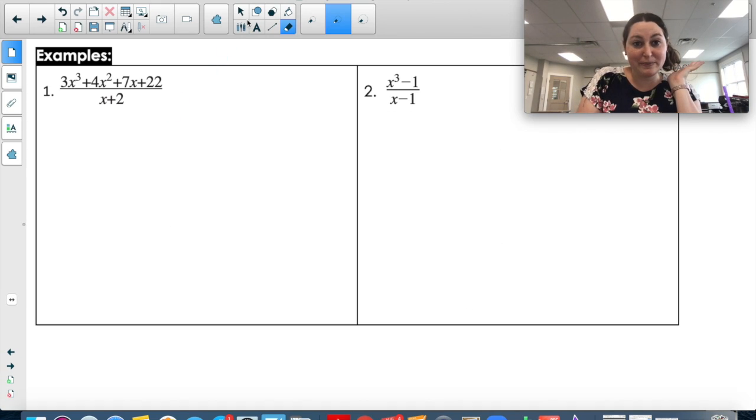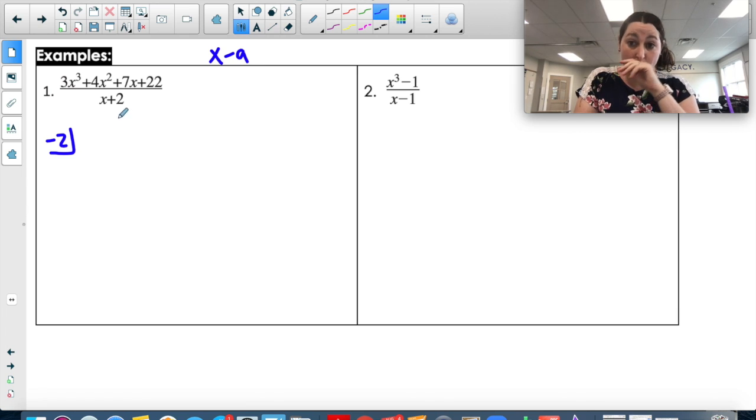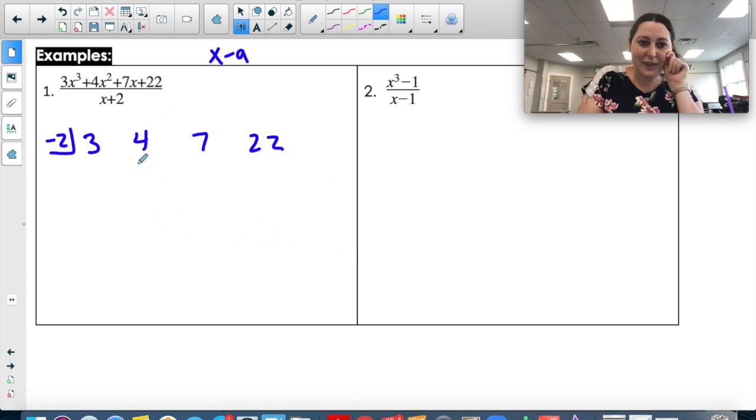Okay, so here's how you do it. If you have x minus a as a factor, then a goes in the corner. So we have x plus 2, which really is a negative 2, and that goes in the corner. It's basically the opposite sign. Just put the opposite sign in the corner with a little box. Then you write down the coefficients of your dividend, the thing that's being divided. So that's 3, 4, 7, and 22. Then you leave a gap and draw a horizontal line.